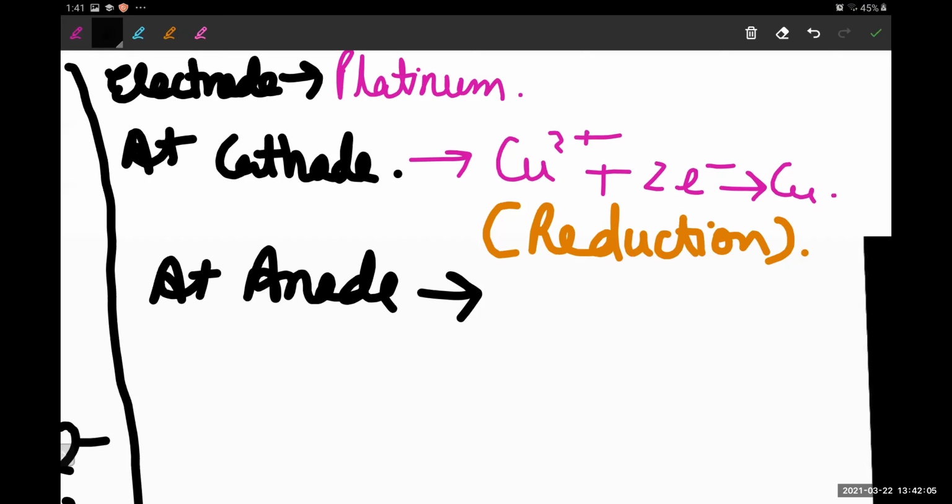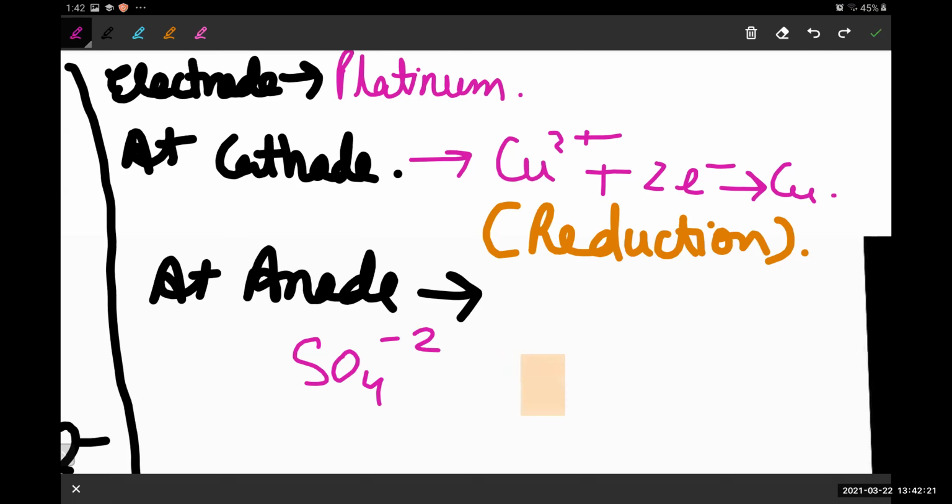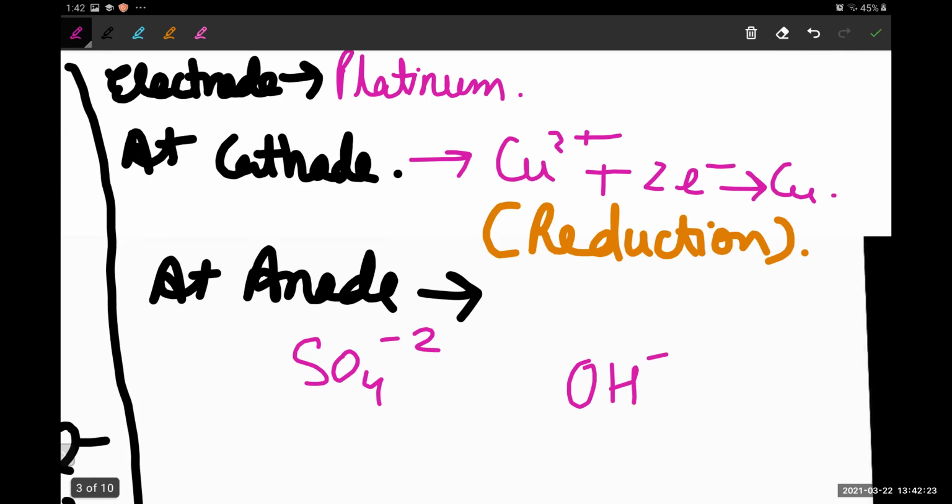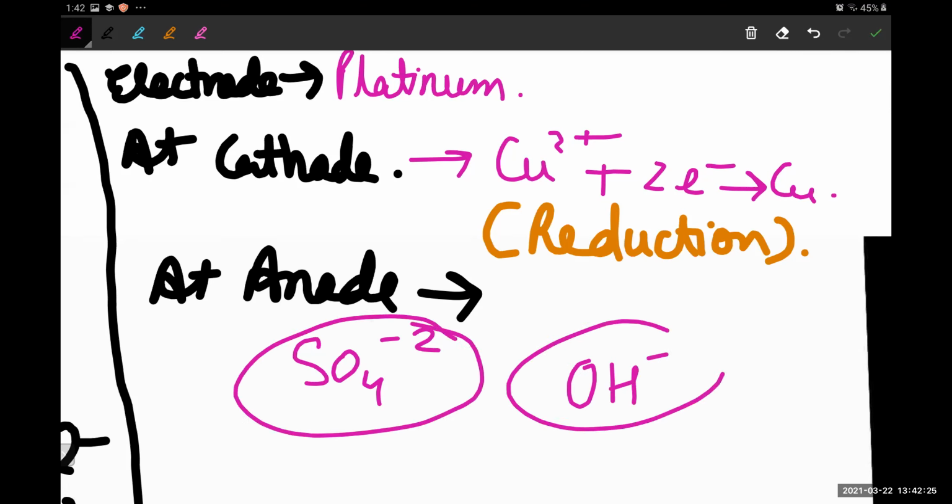So let's see what's happening at the anode. At the anode, we'll have two ions competing with each other. What are the two? SO4 2-, and we also have the OH-. Now they both will compete with each other. Now tell me who will win in this battle?